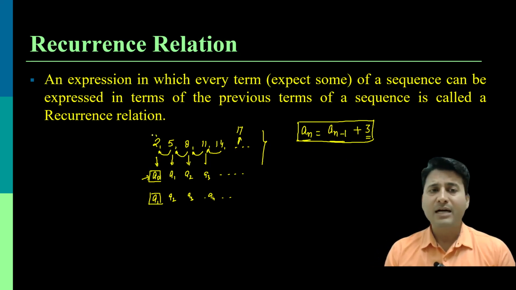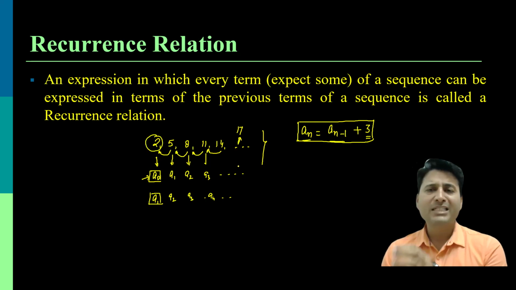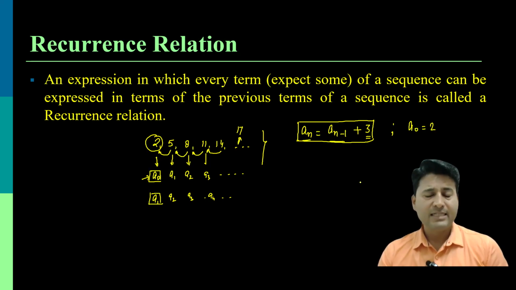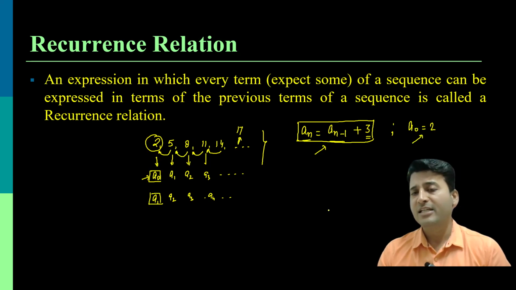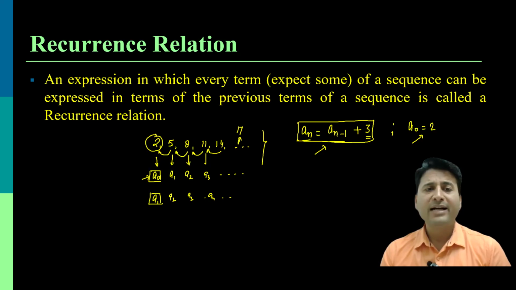Provided the first term can't be expressed in terms of a previous term, I need to specify some initial condition with it. So I can say that A0 is 2. So this complete expression we now call a recurrence relation, where this is the exact relation and this is the initial condition. Now by using this recurrence relation, I can find all the terms.